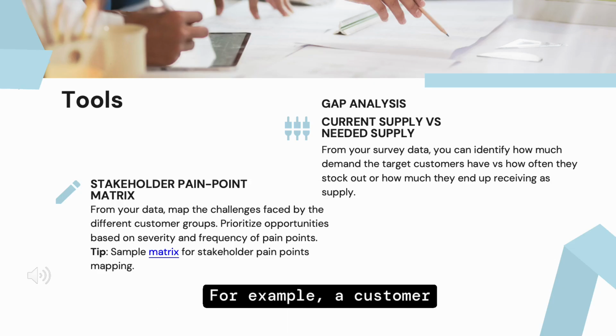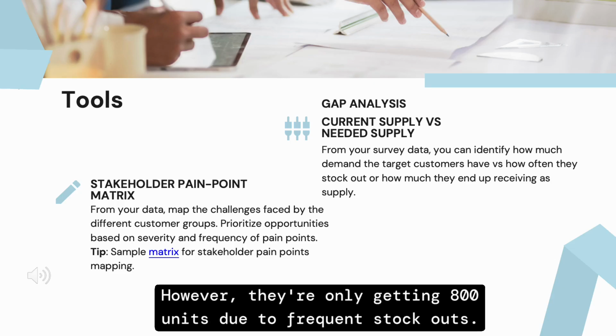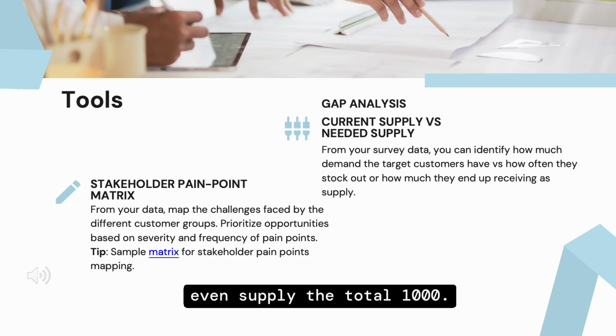For example, a customer might need 1,000 units of a specific product. However, they're only getting 800 units due to frequent stockouts. Your business may be able to provide the additional units or even supply the total 1,000.